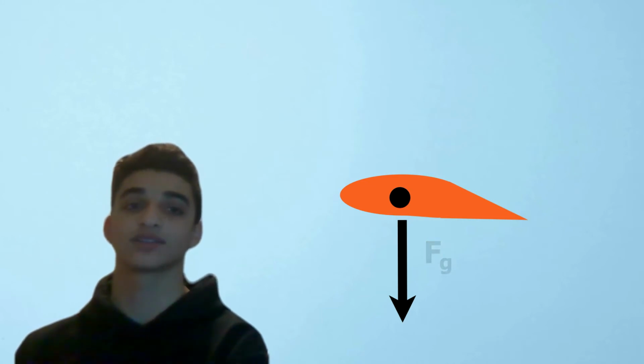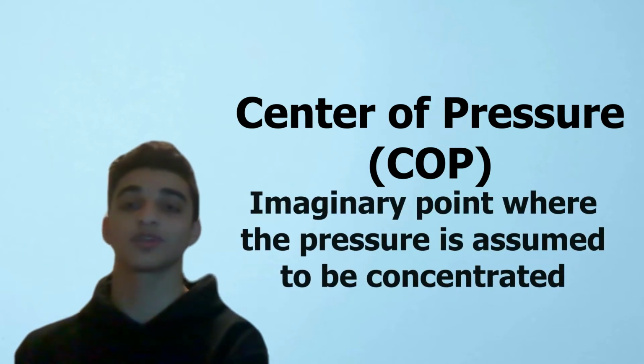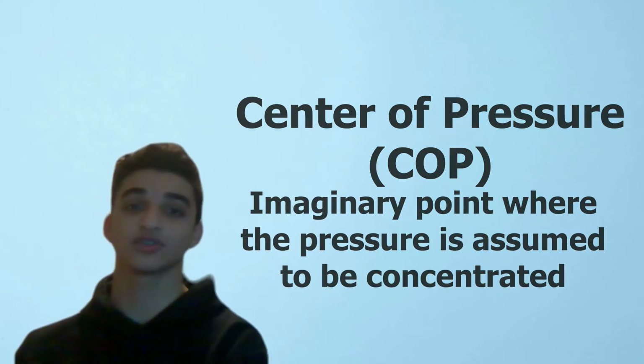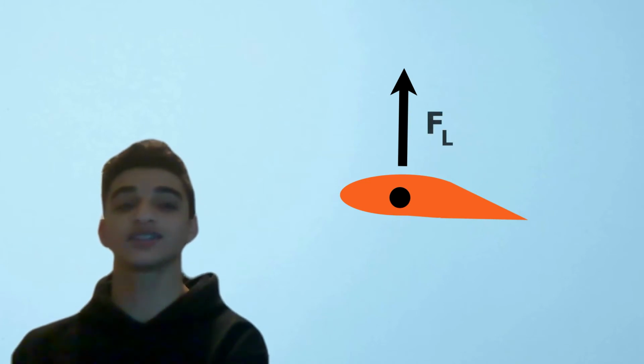Similarly, the center of pressure is another imaginary point where the pressure on an object is assumed to be concentrated. In other words, it is the average location of pressure on the object. Just like center of mass, the center of pressure also goes by another name, the center of lift, as this is where the lift force can be visualized from.